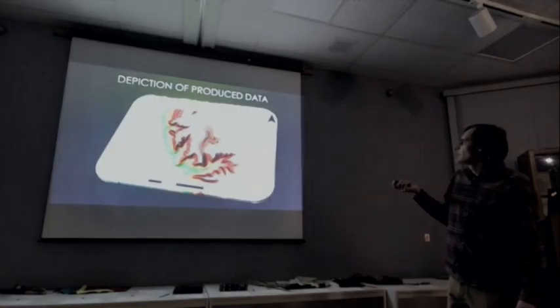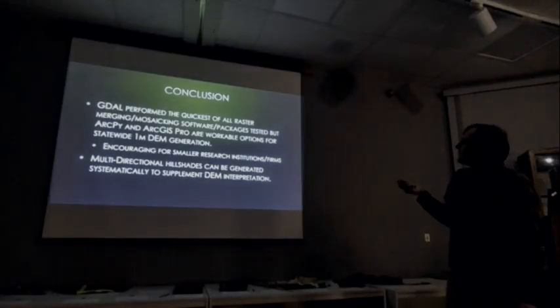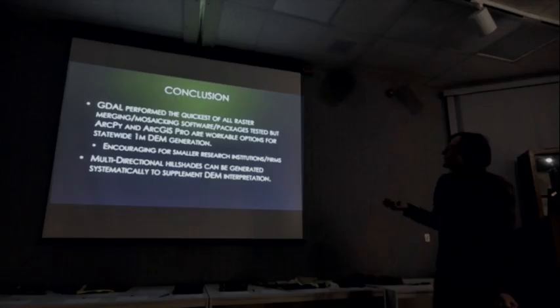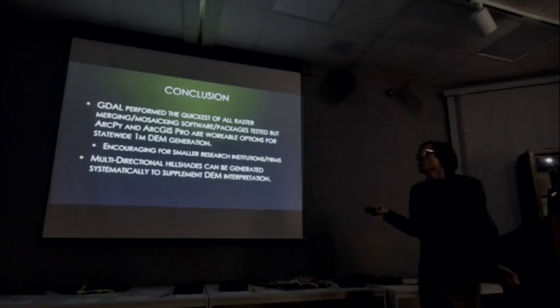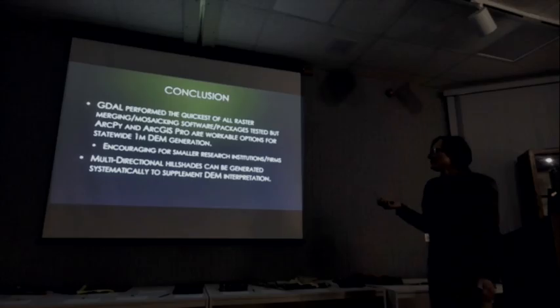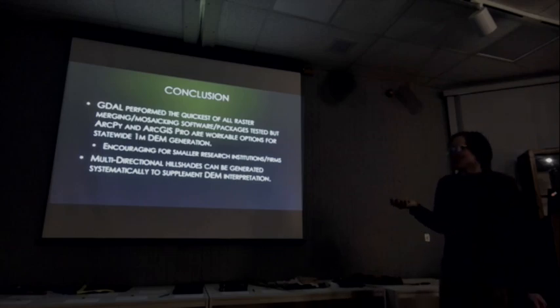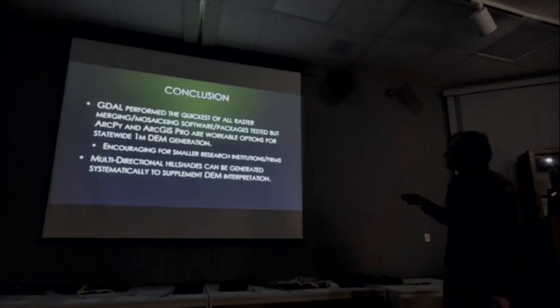This is a colorized DEM. And so my conclusion is that GDAL performed the quickest of all raster merging and mosaicing software packages tested in this project, but ArcPy and ArcGIS Pro are workable options for statewide 1 meter DEM generation. So if you don't code, please don't be discouraged. You can have one of the tools in ArcGIS Pro generate a mosaic from 1,000 or 7,000 rasters. And this is encouraging for smaller research institutions and firms, or small academic departments.